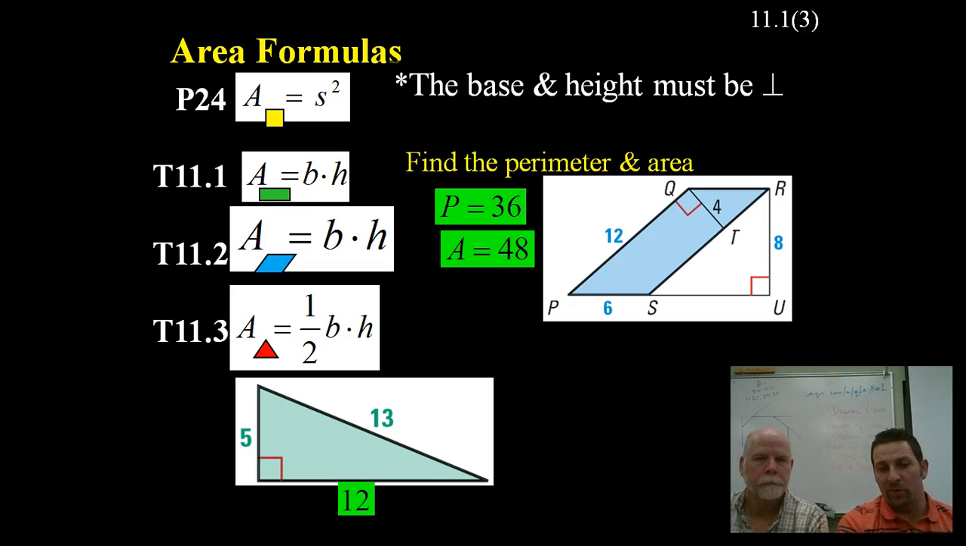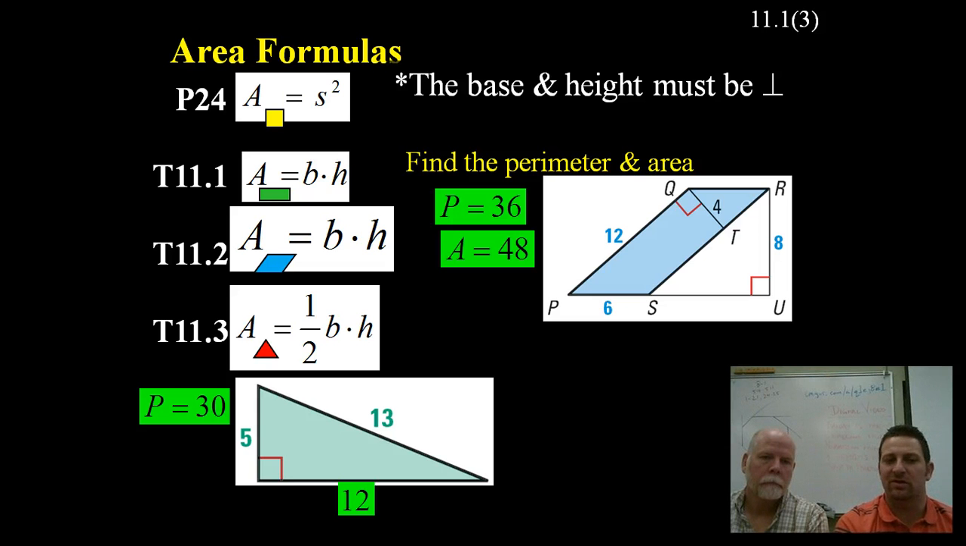So the perimeter of this triangle is 30 units. To find the area, you would need that 12 again, guys. You can't complete this problem without knowing that 12 because 13 is not the height. It does not form a perpendicular with the 5. The 5 and the 12 form a perpendicular, so that's where your base and your height are.